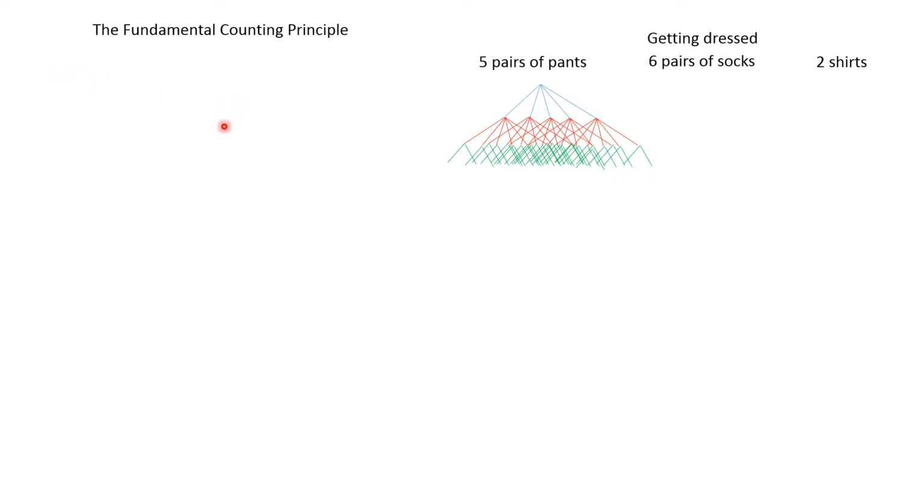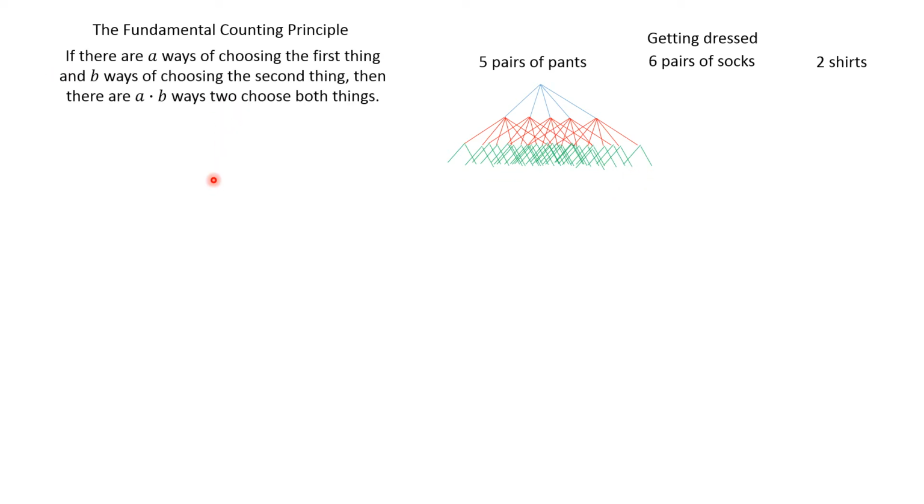Well, the fundamental counting principle says if there are A ways of choosing the first thing and B ways of choosing the second thing, then there are A times B ways to choose both things. And the nice thing about this is it expands to 3, 4, 5, 6, however many things you need to do. You just multiply them all together.